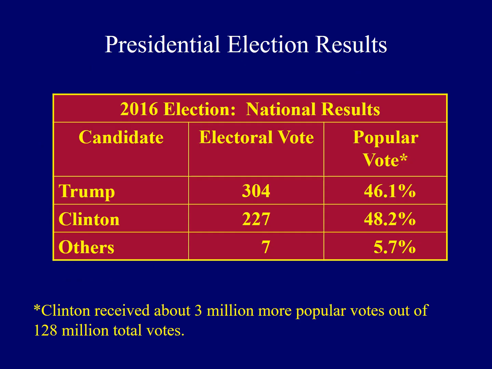Here we see the national results from the 2016 presidential election. President Trump won a majority of electoral votes. He won over 300 electoral votes. But notice, Hillary Clinton won the popular vote. Out of about 128 million people who voted, there were about 3 million more popular votes, like people like you and me, who voted for Hillary Clinton. But let's explore this in a little bit more detail.